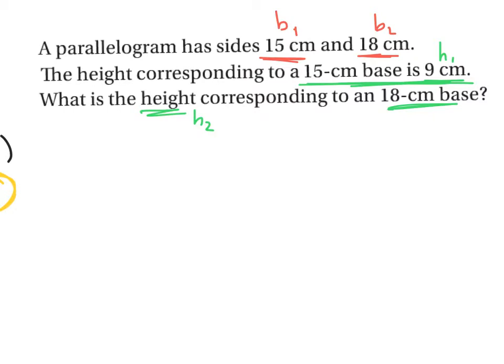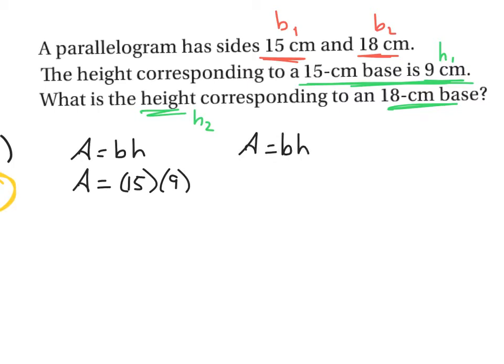Let's say area equals base times height. The area is going to equal, if our base is 15, we know that our height is 9. The other formula, area equals base times height. Area is going to equal, if our base is 18, we don't know that height. That's what we're looking for. Questions on my setup?